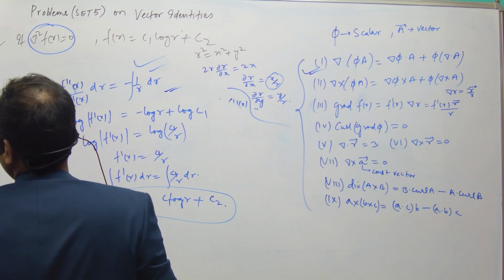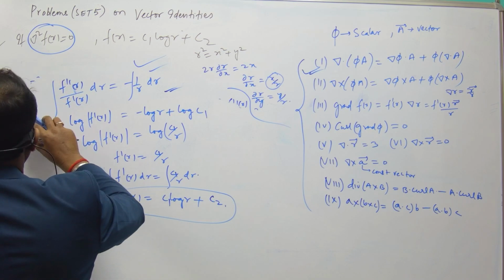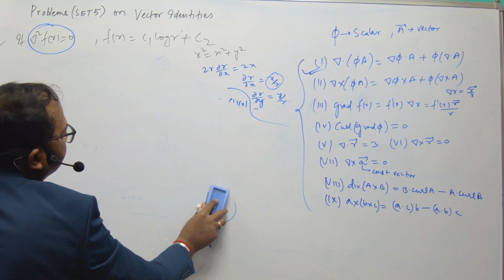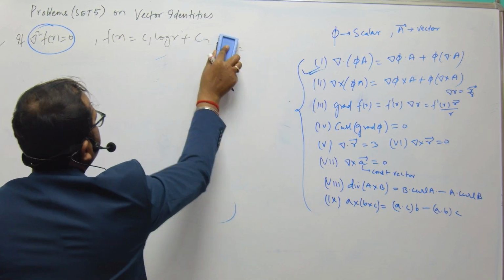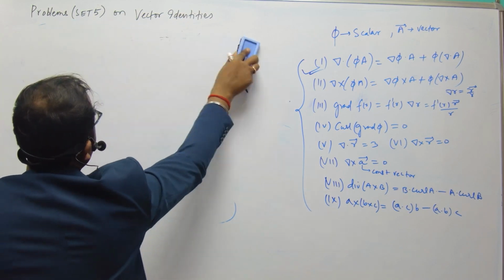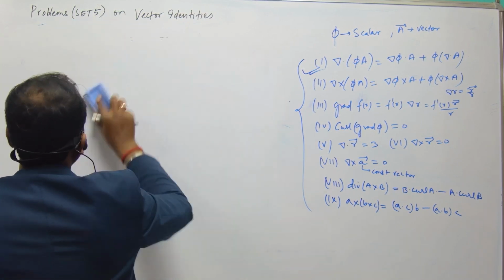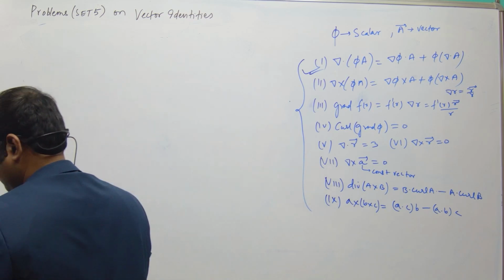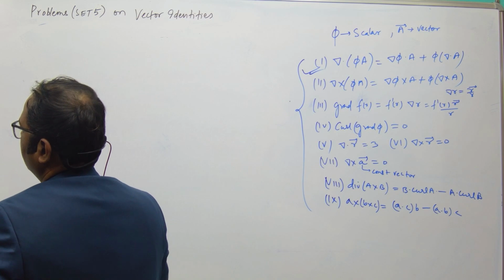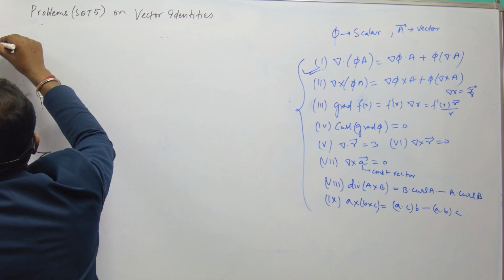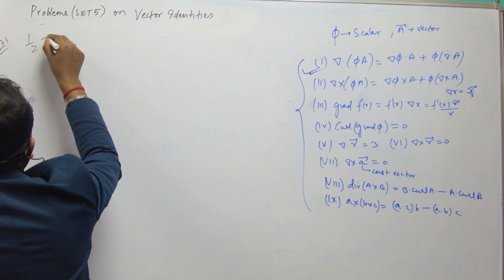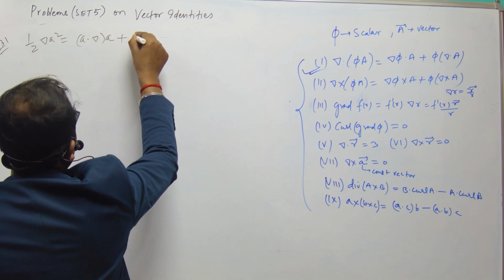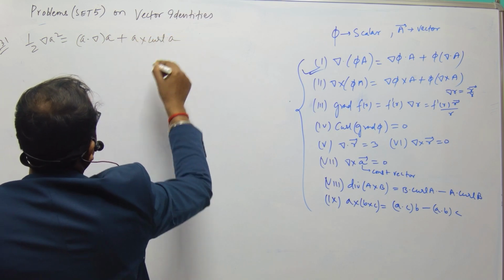Let us discuss question number 31. How we can solve this? So we have question number 31 as half of del A square is equal to A dot del into A plus A cross curl of A.